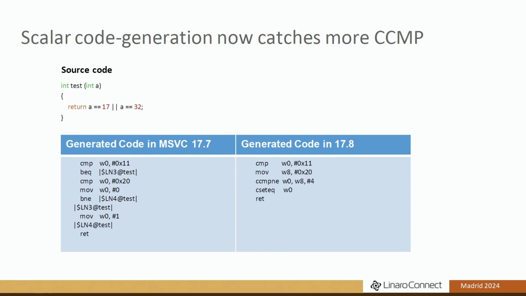But we cannot always predict it unless you use profile feedback to check if that branch is always taken or not. So, in 17.8, Microsoft has looked at the cost model, and it has determined that using a conditional compare and conditional select is still more beneficial than just using a compare and branch.